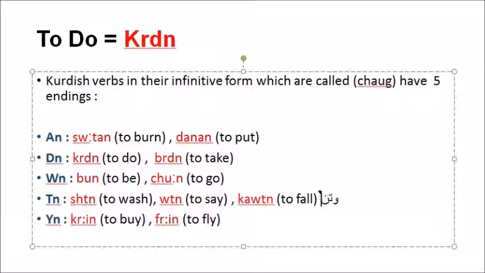Wutin is written like this. In Kurdish, you never write double wu at the beginning. It's always one. Okay, wutin. Kotin, it's like that. Then we have krin, and we have frin, which means to fly. Okay, that's enough. Let's go to the next slide.